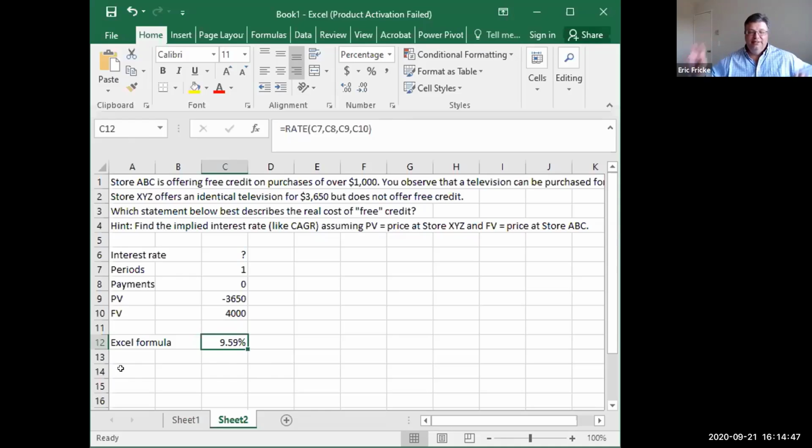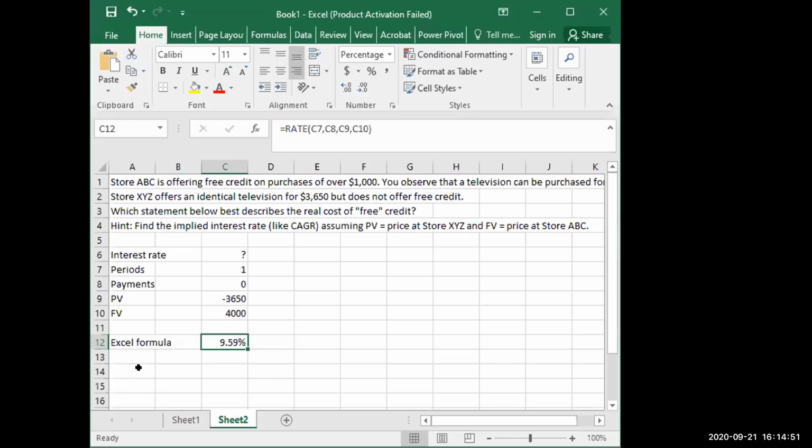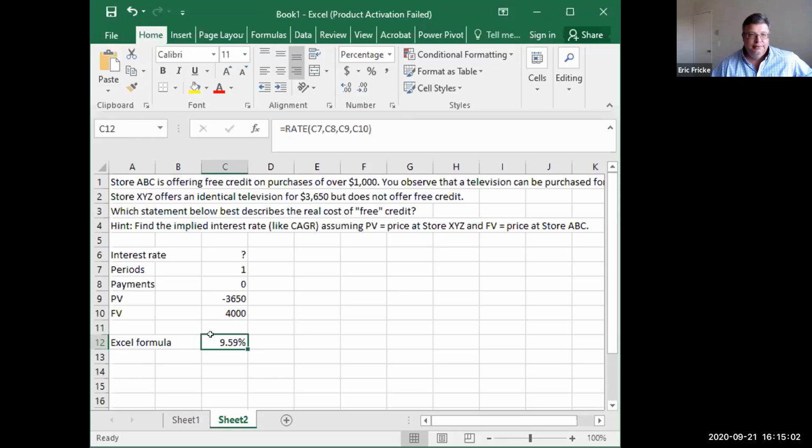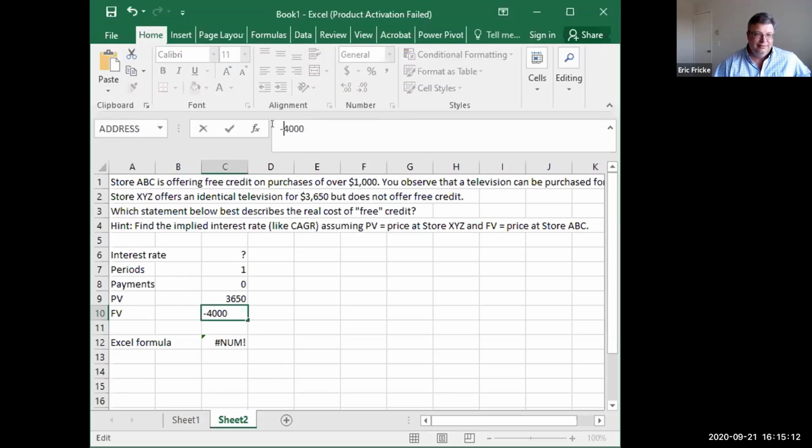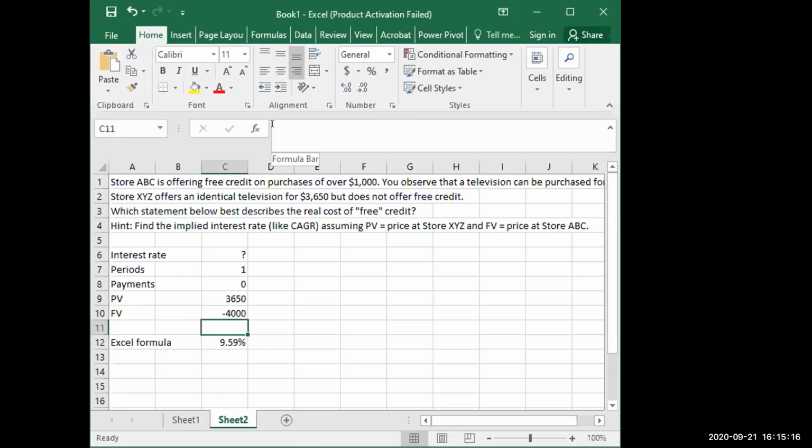So what would happen if you didn't really think about it clearly, but you knew one had to be negative, and then you made the future value negative and the present value positive? Would it make the percentage negative? No. No, Excel's not that smart. Let's try it. It's going to give us the same answer. Oh, okay. Yeah.